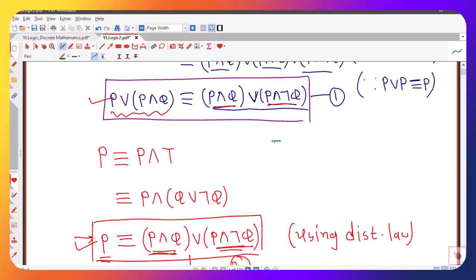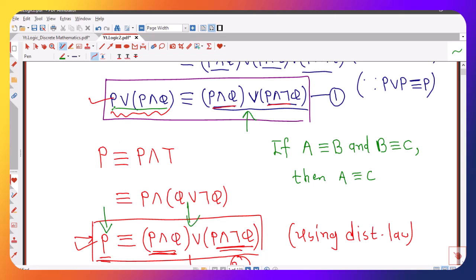We can write that if we have two formulas, say A and B, and they are logically equivalent, and this formula B is logically equivalent to another formula, say C, then A is always logically equivalent to C. So that also we can use here. Here this is logically equivalent to this one, and this is logically equivalent to P. Therefore these two are logically equivalent.